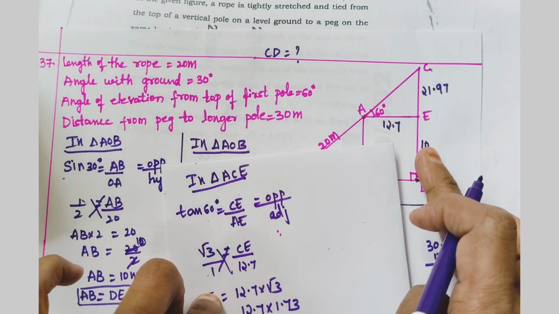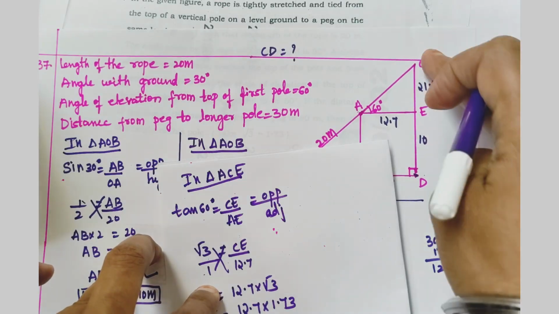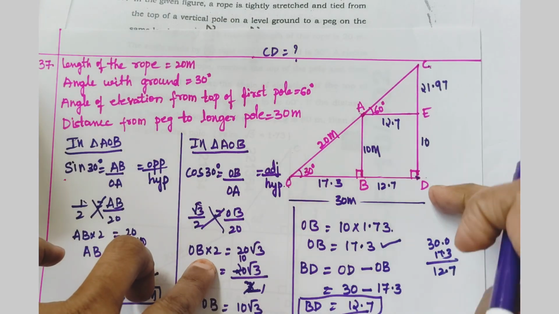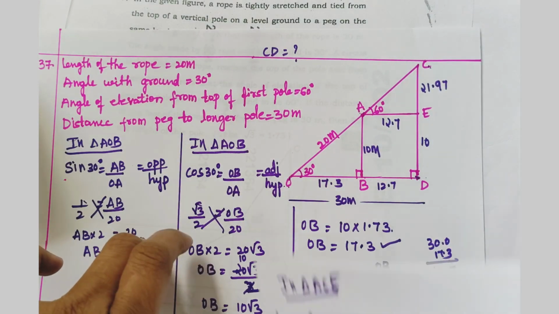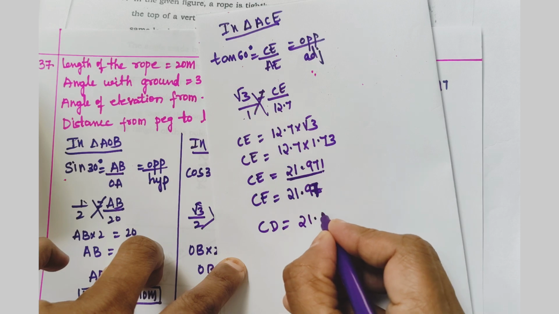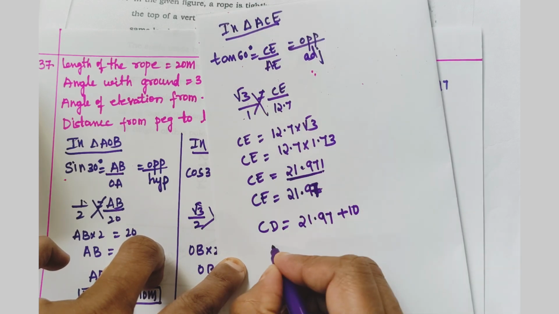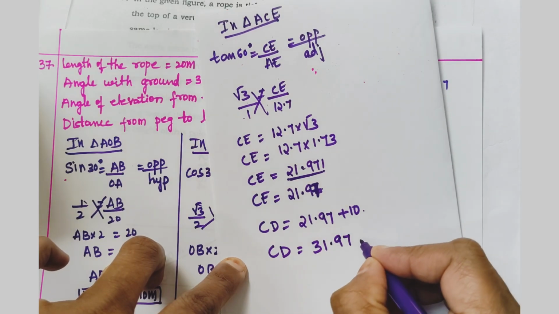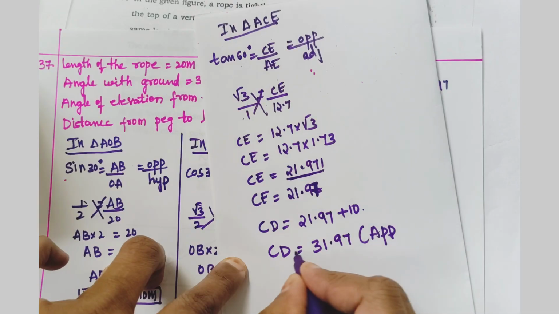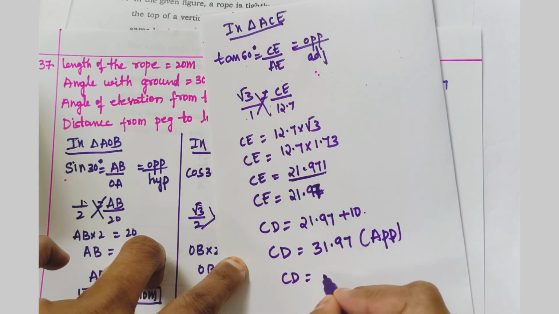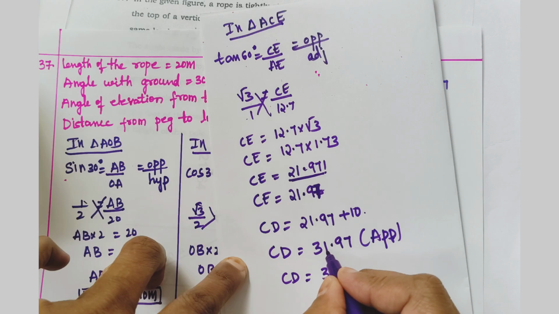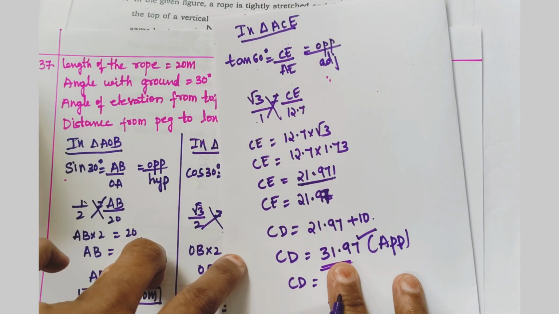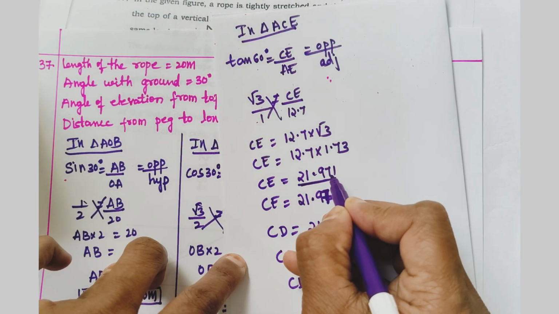21.97 plus 10. Now we want the full CD distance. CD is equal to 21.97 plus 10, which is 31.97. This is the approximate answer. Otherwise, rounding off we can take 32, which is also correct. Here 9 is there, so rounding off we get 32. This 31.97 is the correct answer, and we can take 32 also, since we are taking only 2 digits after the point.